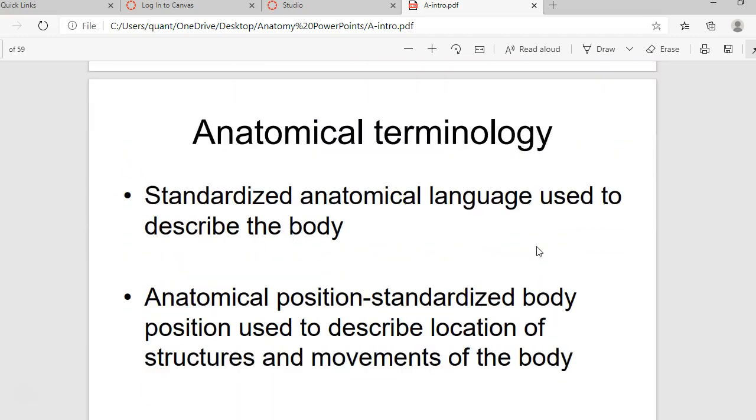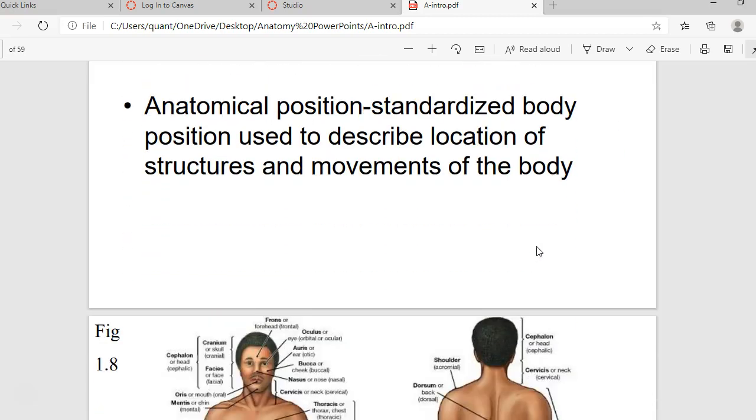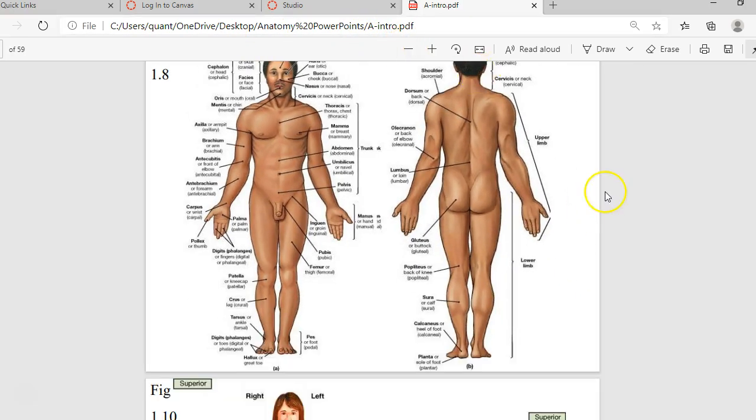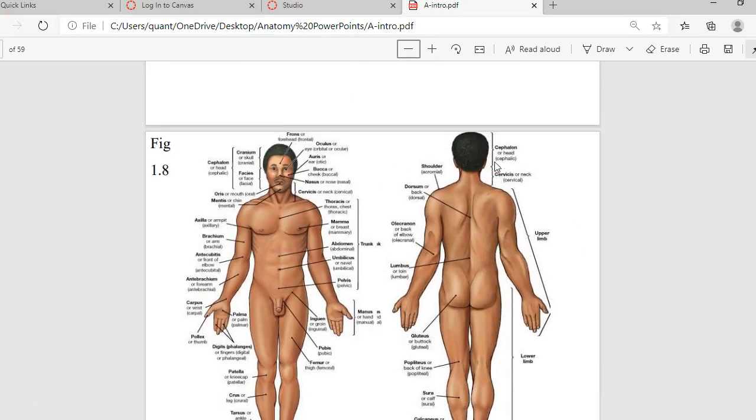Anatomical terminology. The standardized anatomical language used to describe the body. So first you've got to put yourself in the anatomical position. And so this guy would be standing in the anatomical position. Let's see if I can get this a little smaller for you. You see the whole picture.